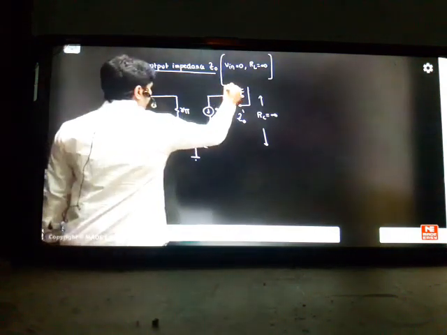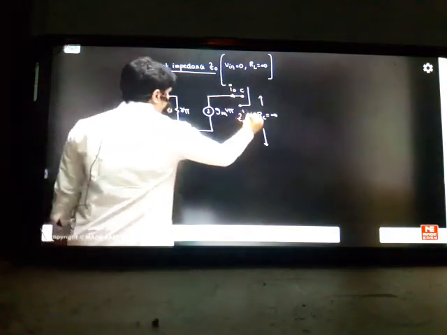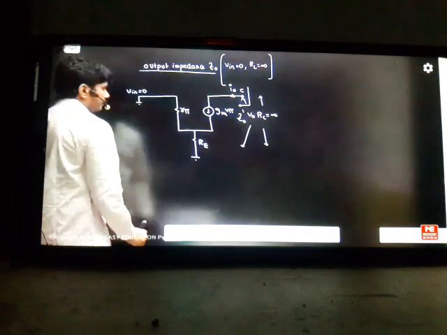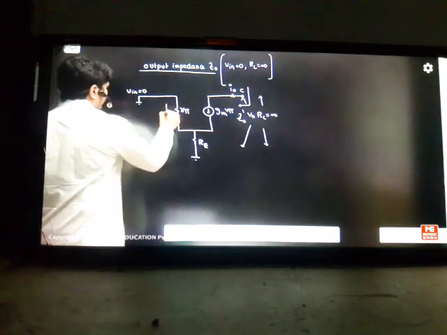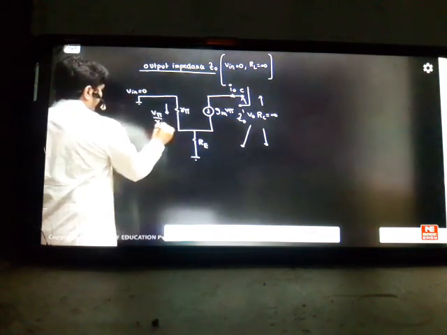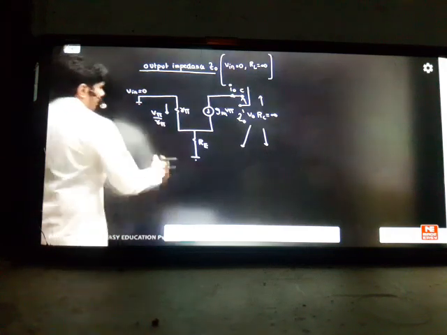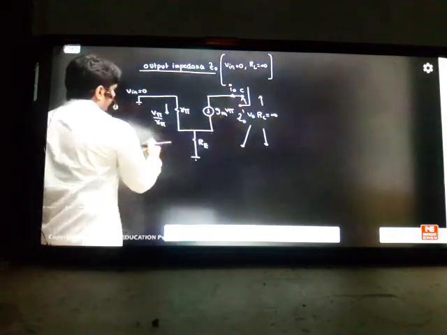This current we take as I0, and this voltage we take as V0. Now I can have one current this side as V pi by R pi. This is the V pi by R pi current, and this one current is gm into V pi.